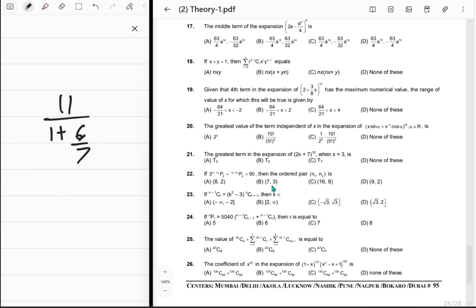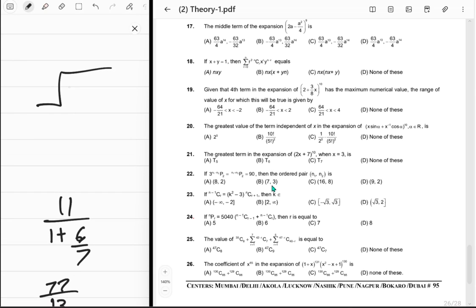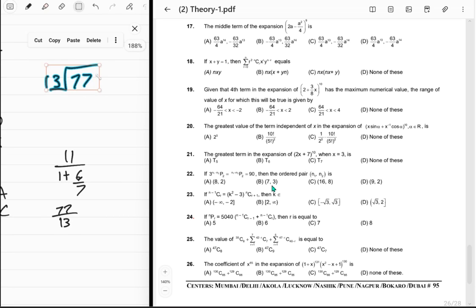So mu will just be 2x upon 7, and here x is just 3 basically, so it's like 6 upon 7. Okay, so that will be 77 upon 13. So what's the decimal value of this thing? 13 times 6 will be 78. So this thing is slightly less than that, so slightly less than 6. So it's like 5 point something, whatever.